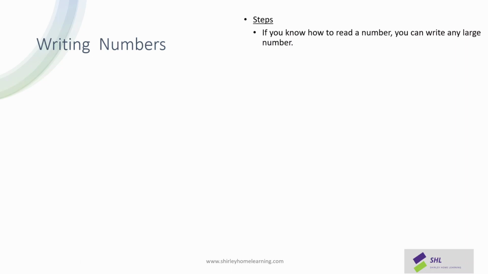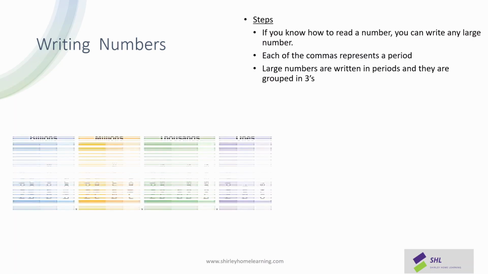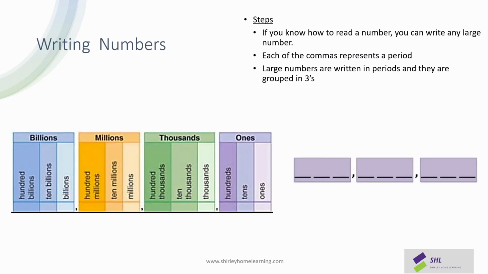So how do we write numbers? If you know how to read a number, you can write any of the large numbers. As with reading numbers, your writing of numbers can also be separated by commas. Large numbers are written in periods, and they are grouped into 3. So let's say here is a number. I'll give you an example. Let's say we want to write the number 10,208,145.